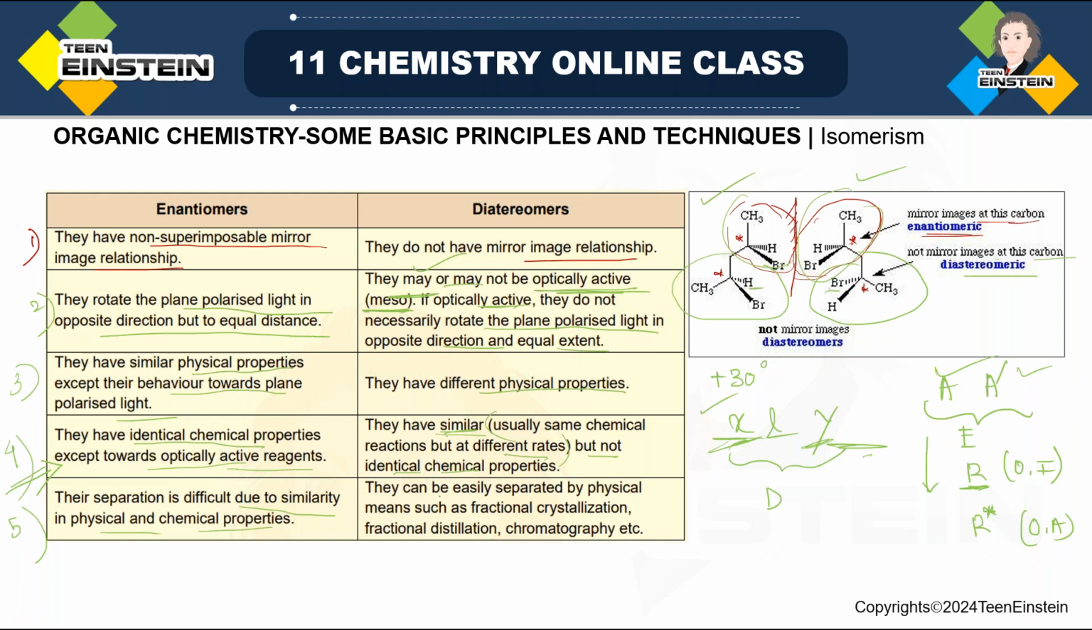But diastereomers can be easily separated by physical means, because their boiling point, melting point, and maybe density are all different. So we can do fractional crystallization, distillation, chromatography, etc. If all these terms are new to you, they will also be discussed in this chapter, because this chapter is about basic principles and techniques. Under techniques, we will have all these terms and you will get a clear idea. So diastereomers we can easily separate, but enantiomers we cannot easily separate.